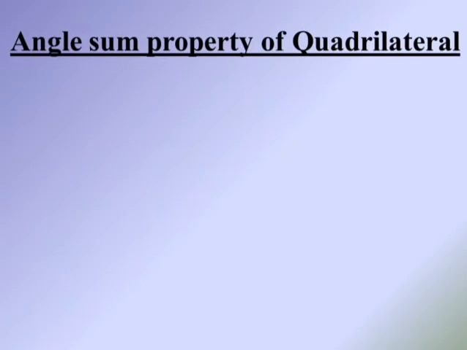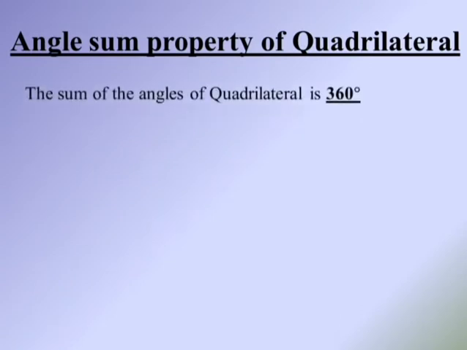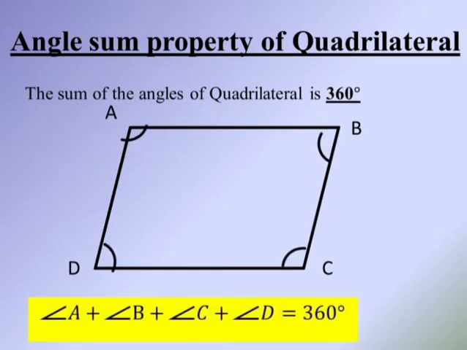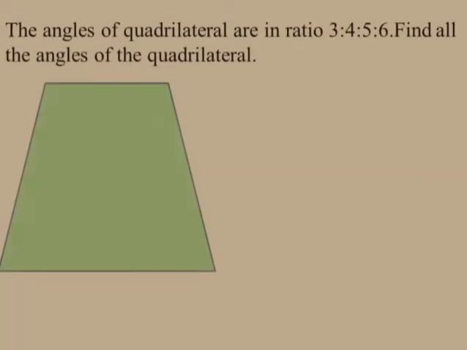Similarly, we have an angle sum property of a quadrilateral, which states that the sum of the angles of a quadrilateral is 360 degrees. So here I have a quadrilateral ABCD. According to this property, we can say that angle A plus angle B plus angle C plus angle D is equal to 360 degrees. Let us solve a problem based on the angle sum property of a quadrilateral.